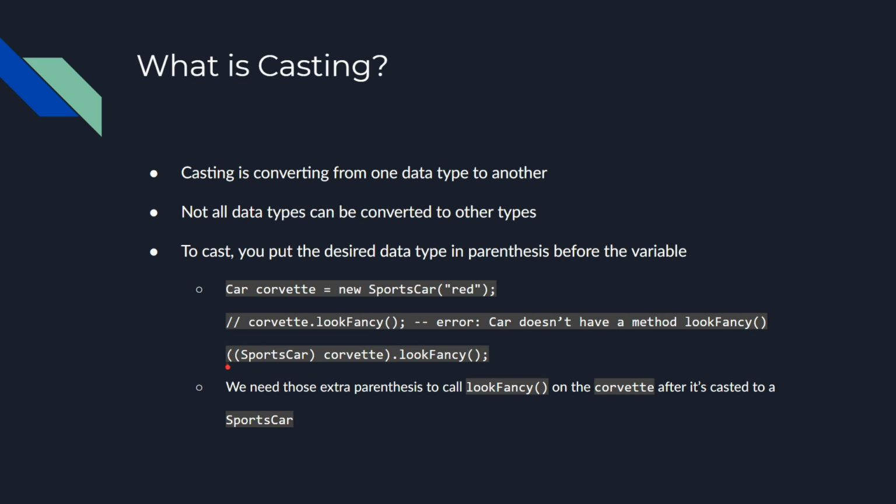Now I have these extra parentheses here because if I don't have them, if I write just Corvette.lookfancy and then I put the sports car before it, it's going to try to convert the output of lookfancy. And that's not what we want. We want to convert the Corvette to a sports car. So we have to put the parentheses here to call lookfancy on the converted Corvette, on the casted Corvette. I know that's a lot of information. Does it make sense? Do you have questions?